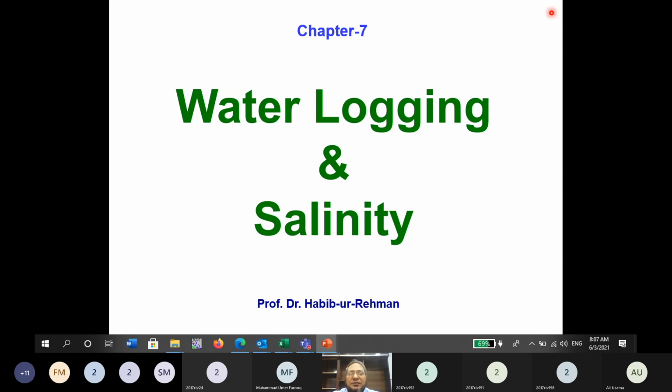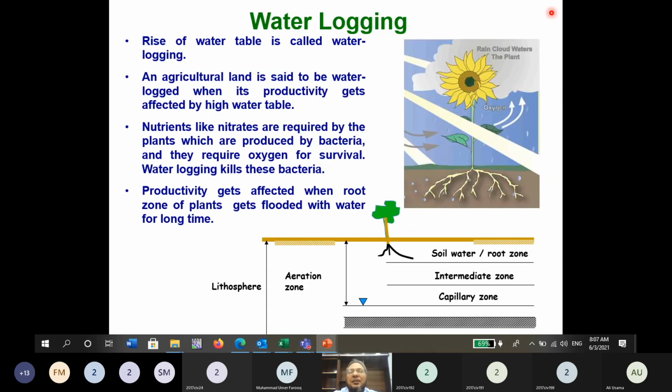Today we are starting our 7th chapter. The chapter name is waterlogging and salinity. What is its Urdu translation for this chapter? Same ortho. Waterlogging, same, and salinity, tho. Okay. Now, what is waterlogging?